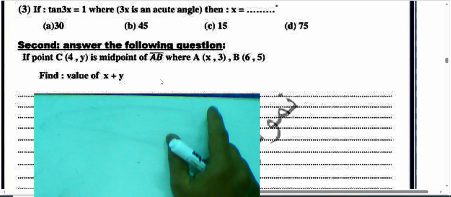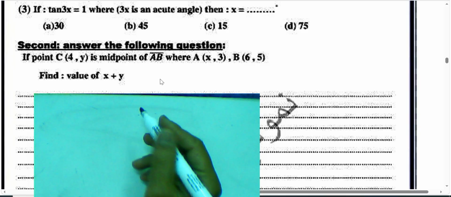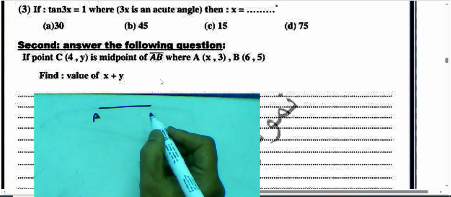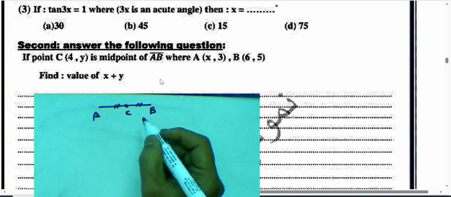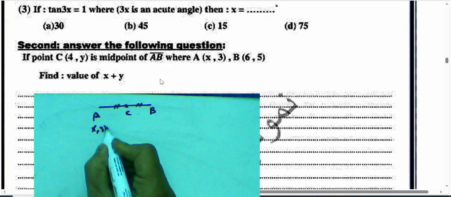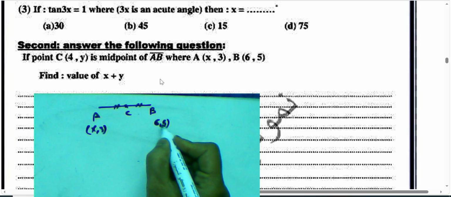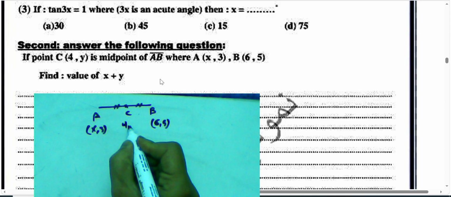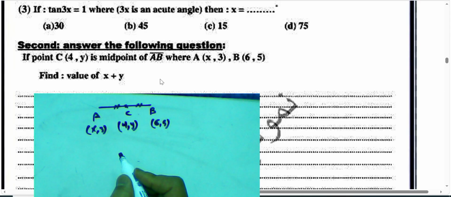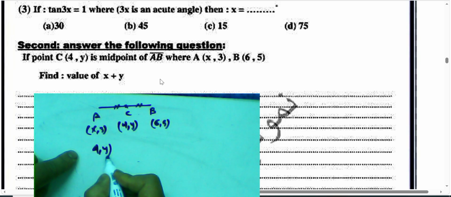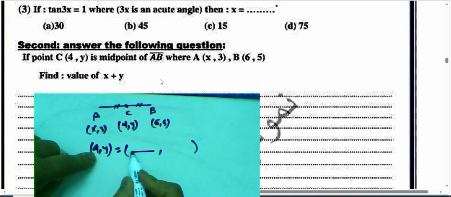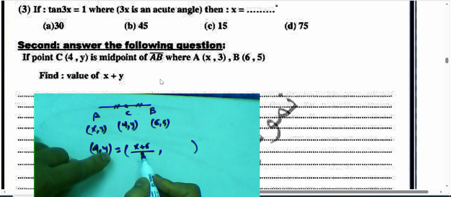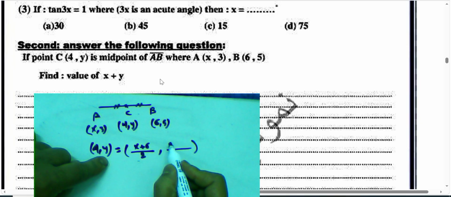Point C is the midpoint of AB, where A is (x, 3), B is (6, 5), and C is (4, y). Find the value of x plus y. First step, we can draw a line segment AB, and C lies in the middle between A and B because C is the midpoint. We can start from 4 and y. Because C is the midpoint, 4 will be equal to x plus 6 divided by 2, and y equals 3 plus 5 divided by 2.